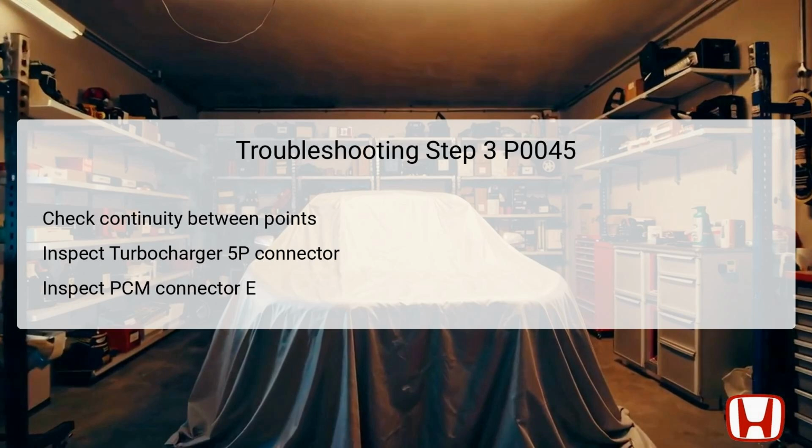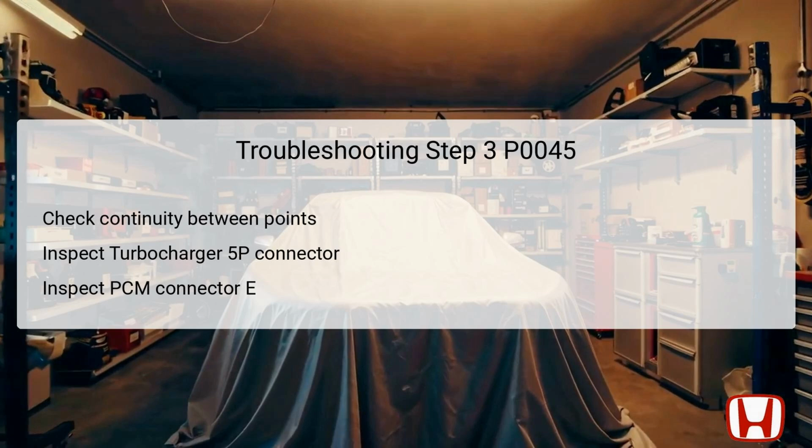In the third step, you will continue checking the wire for continuity, this time focusing on the WG-MTR2 negative line. Following the same procedure as the previous step, ensure that the vehicle is in the off-lock mode and that both the Turbocharger 5P and PCM-E connectors remain disconnected.